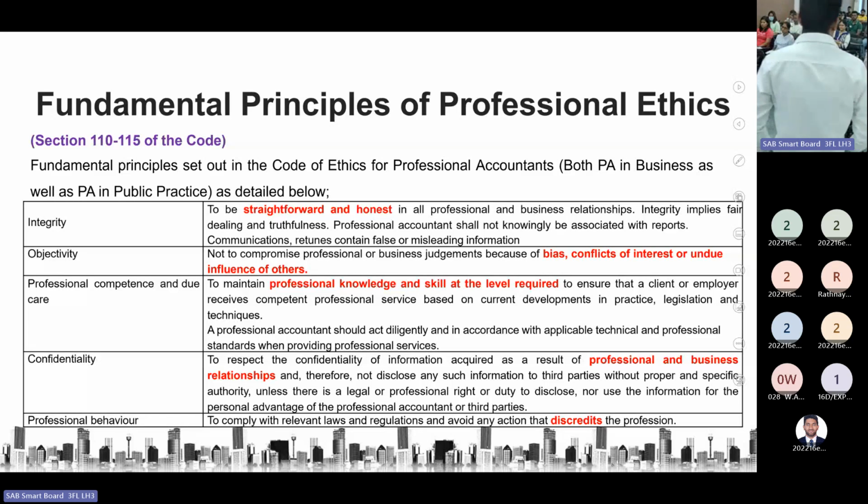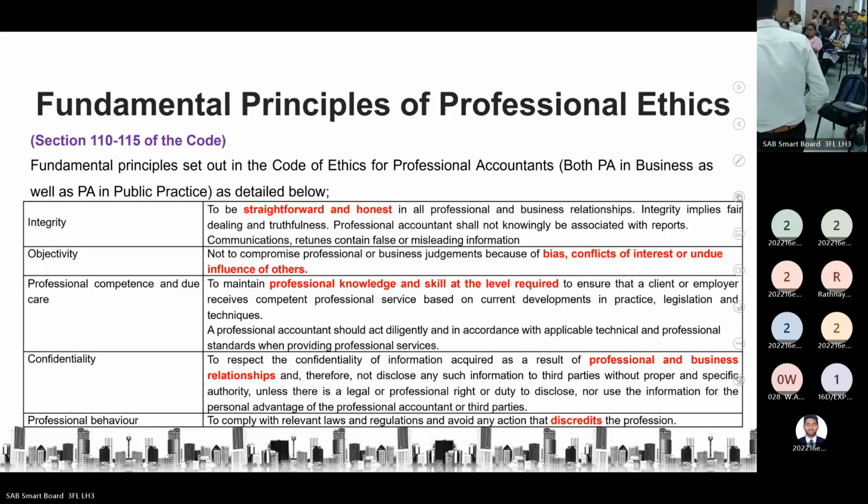Professional behavior. You need to behave as a professional. Don't discredit your profession. As sub campus undergraduates, you need to maintain the dignity of this institute. Don't discredit the institute. That is the requirement.